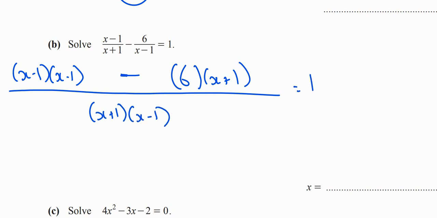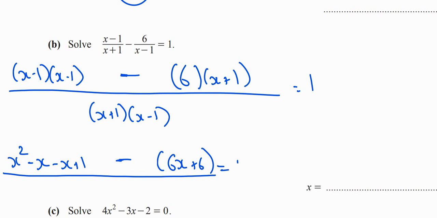So let's solve this part. This becomes x squared minus x minus x positive 1 and negative. This thing is 6x positive 6. Make sure to write this in bracket. I'll explain you why. Is equals to 1 multiplied by x plus 1 and x minus 1.